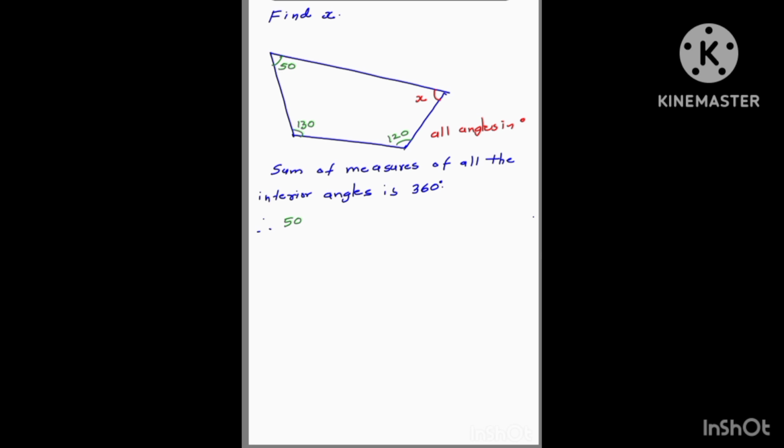So as the interior angle sum is 360, we have 50 plus 130 plus 120 plus x is equal to 360. Very simple. So add this. I think it is 300 plus x is equal to 360. Yes, that means x is equal to 360 minus 300, which is 60 degrees. Don't forget to write the unit. Okay. So that's the answer. Have some practice, and don't write the answer like this.